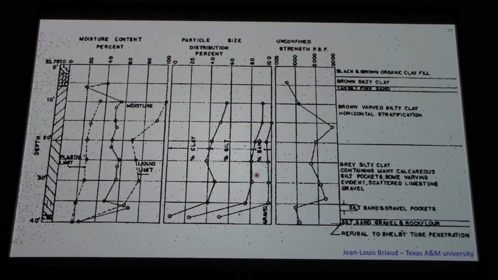This gives you an idea. So this is definitely a fine-grained soil. A lot of the material is passing the sieve number 200 with an opening of 0.075 millimeters. And again, this is the unconfined strength, around 2,000 psf or 1 ton per square foot, which gives us half of that as the undrained shear strength, or 50 kPa.